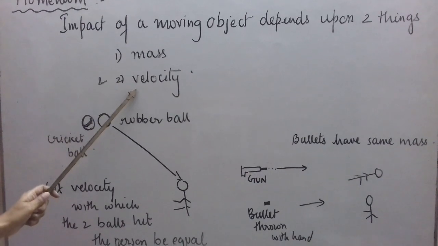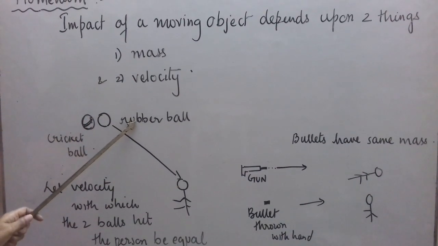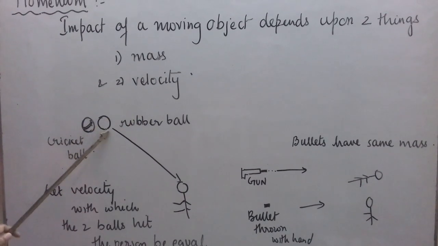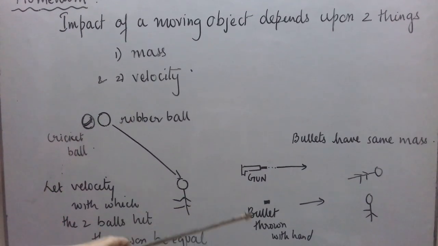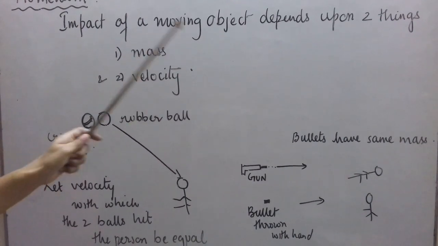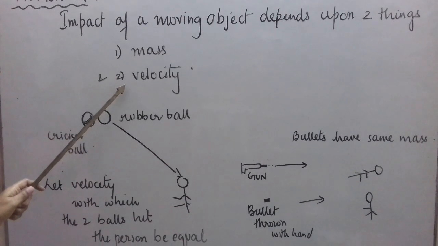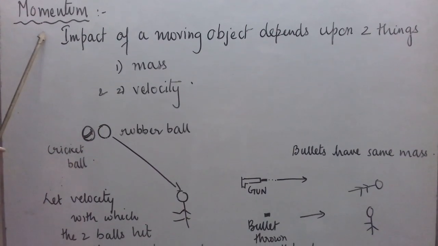as well as velocity. We cannot say it only depends upon mass. It depends upon mass also, but at the same time it depends upon velocity also. So the impact of a moving object depends upon two things, mass and velocity, and hence now we are going to see the definition of momentum.